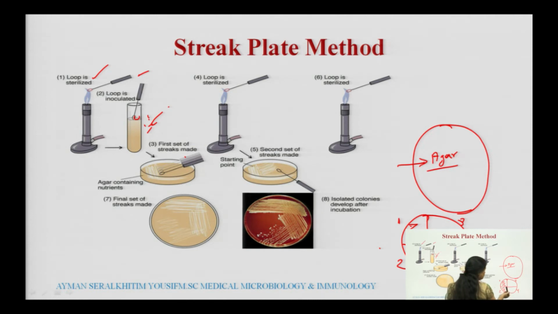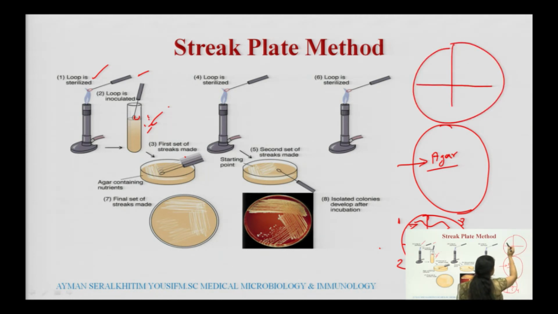Similarly, when we want to move towards the third or fourth section, we again have to sterilize the loop. Whenever we are moving from 1 to 2, from 2 to 3, from 3 to 4, at each and every step you have to sterilize and cool the loop. You put the sections like this, 1, 2, 3, 4, and you move it like this. Whenever you move from 1 to 2, you have to sterilize the loop, cool the loop, and then place it again like this, and you can do the streaking within the Petri plate like this.